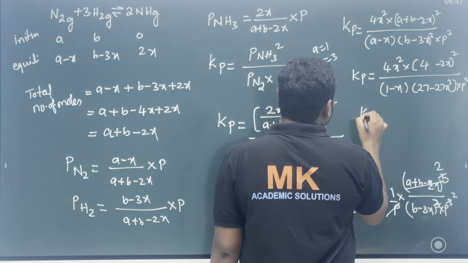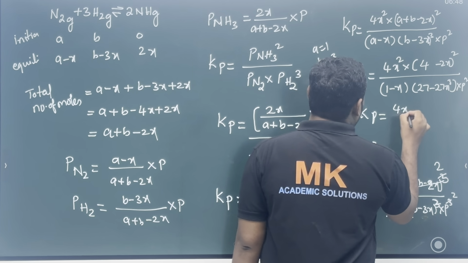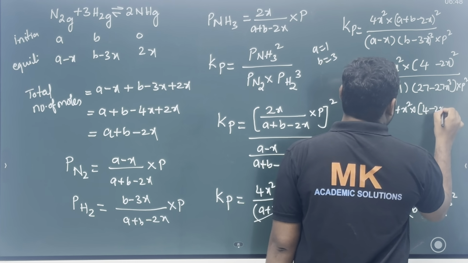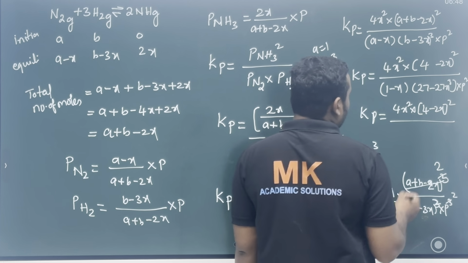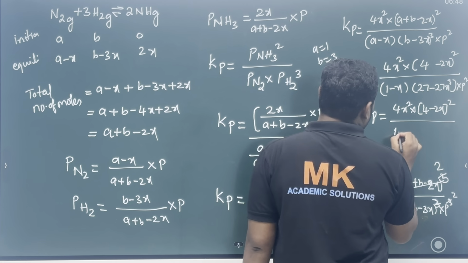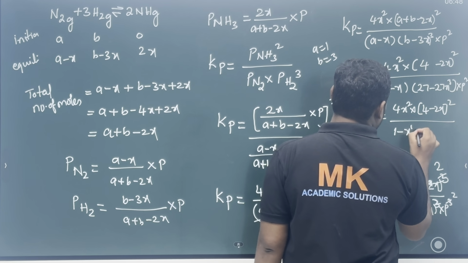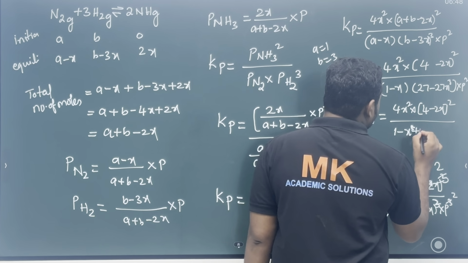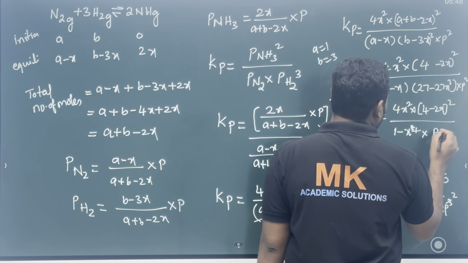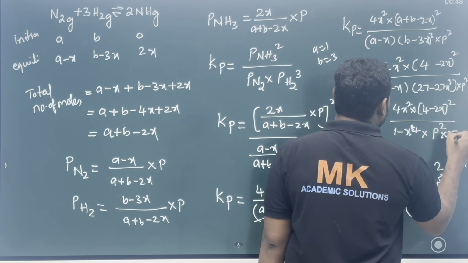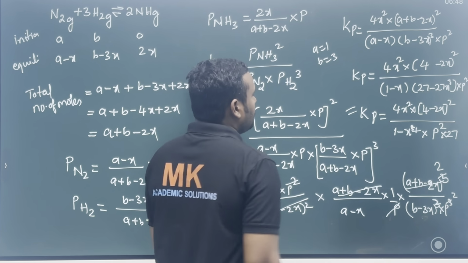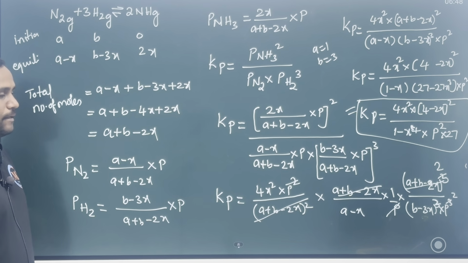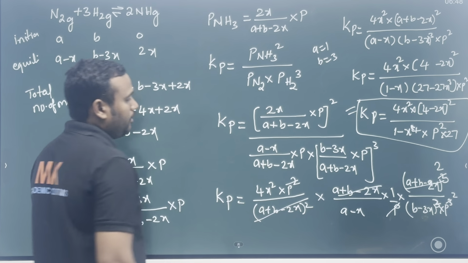Therefore, Kp is equal to 4x square into (4 - 2x) whole square by (1 - x) to the power of 4 into p square into 27. This is the Kp expression. Okay, so this is the Kp expression for this. Okay, right children. So this is about Kp and Kc expression.